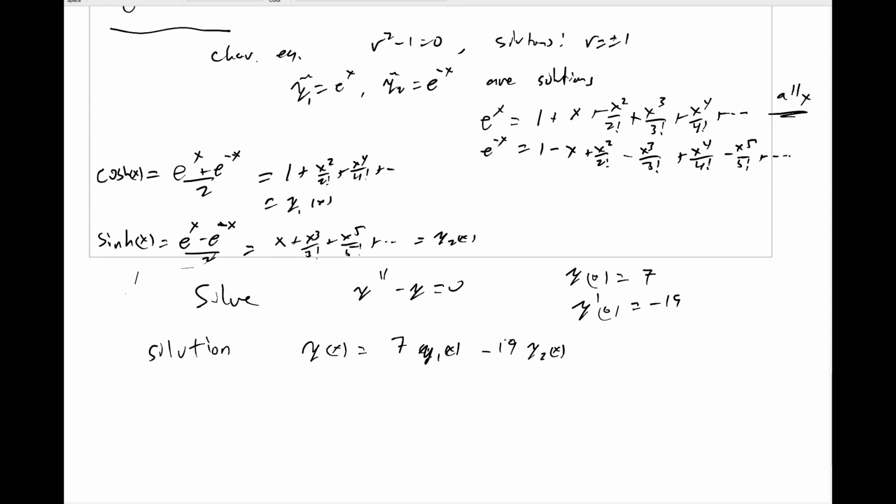So in some ways, this is the nicest fundamental set of solutions, hyperbolic cosine and hyperbolic sine, though any fundamental set of solutions is perfectly good, and you can just solve for the coefficients you need if you want to solve an initial value problem.